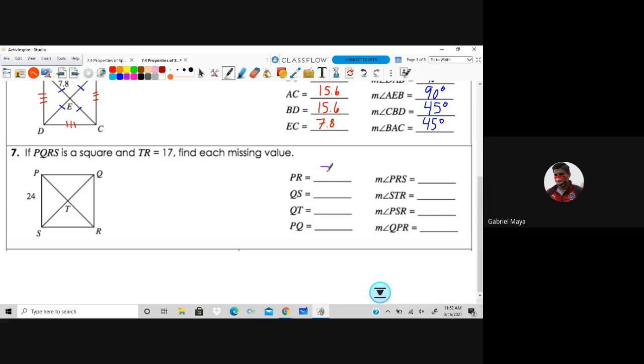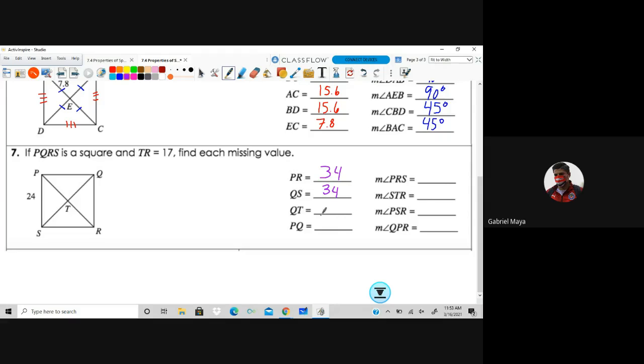34, very good. Because from P to T, we remember that these are congruent. And if one of them is 17, that means add two of them together. So PR is 34. What about QS? Yes, it's also 34. I see you put 34 twice, therefore you were answering these two. If PR is 34, then QS is also 34.